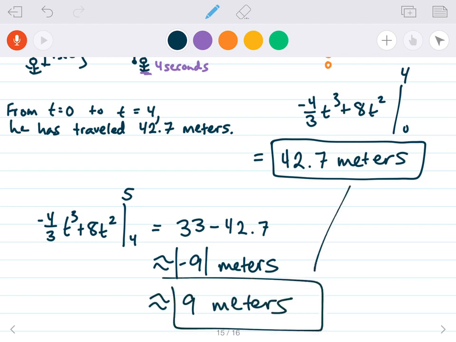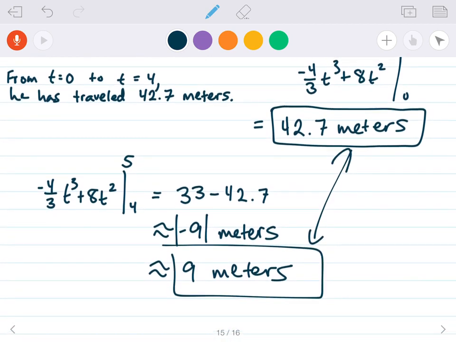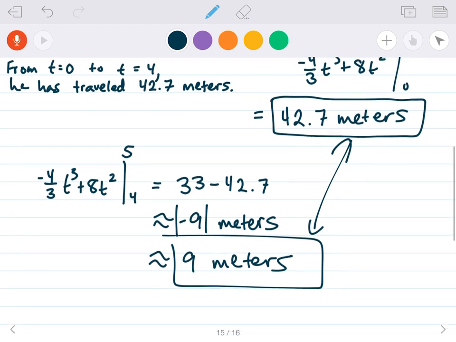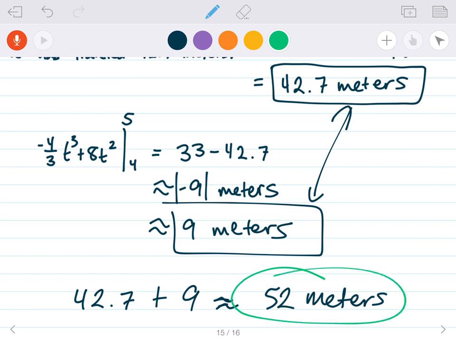So all together, if we add these two up, we're going to get, let's see, so this is about 43, so that's going to give us about 52 meters. So this is our answer for part A. This is the total distance that he went.